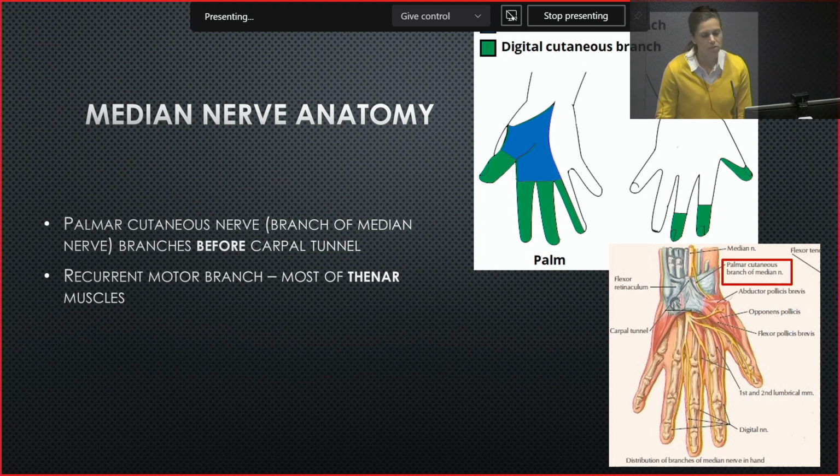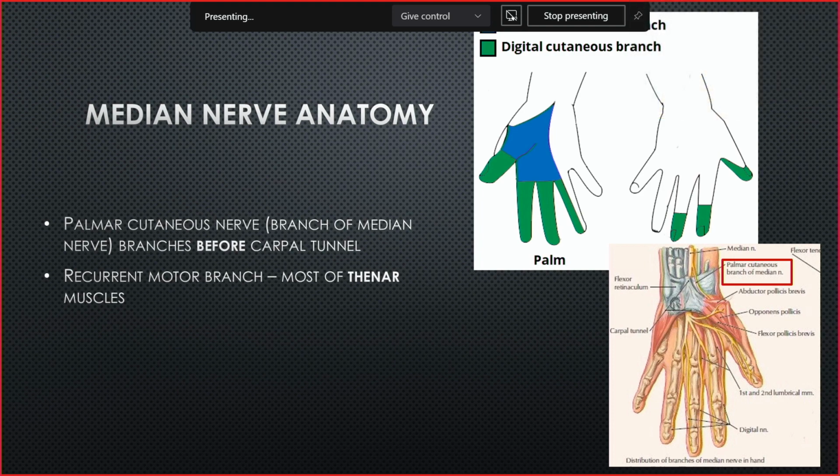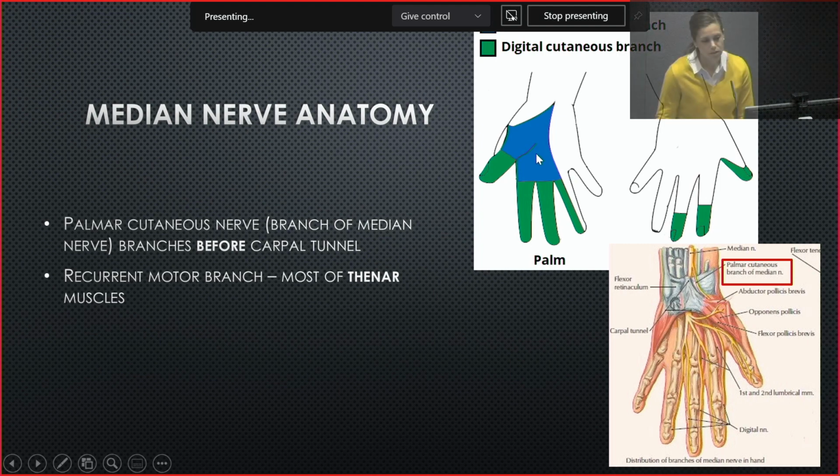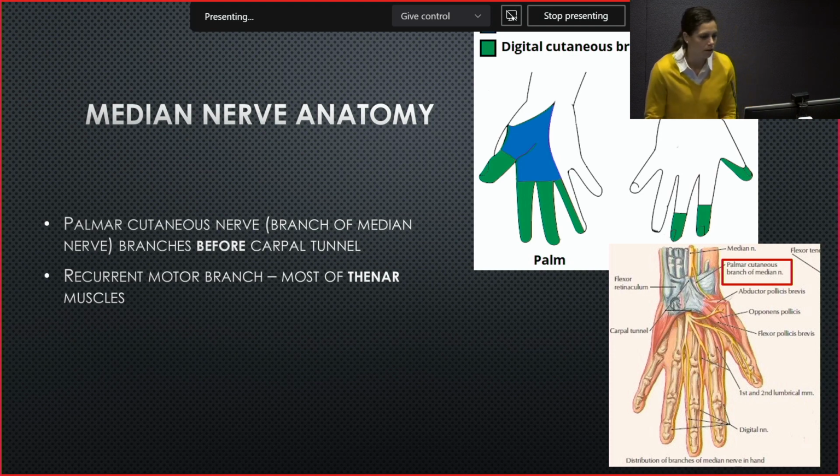Importantly, the palmar cutaneous branch is a branch of the median nerve, and it divides proximal to the carpal tunnel. It supplies sensation to, it's the blue here, the thenar palm, and that will not be affected with carpal tunnel syndrome because it branches before and it doesn't run in the carpal tunnel.